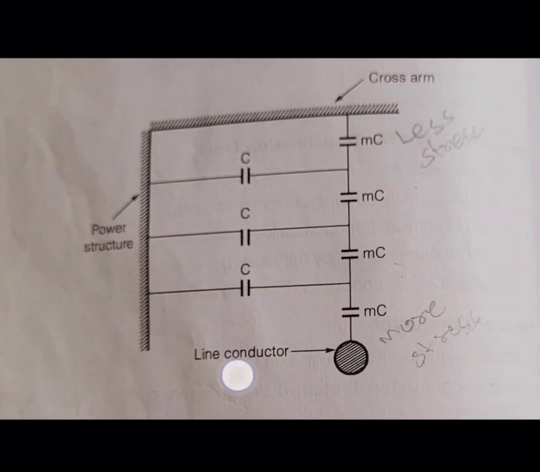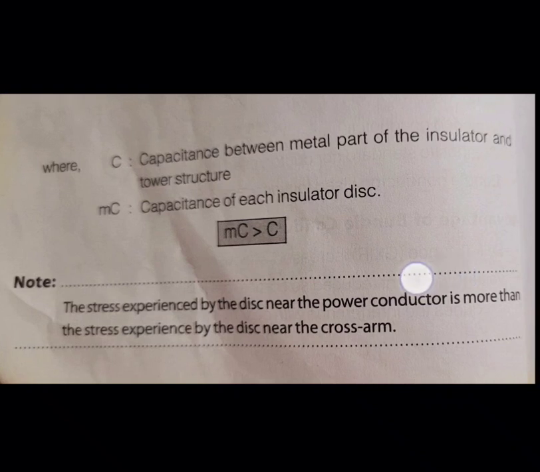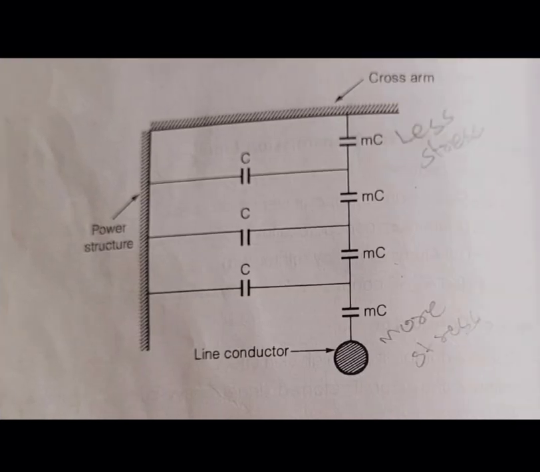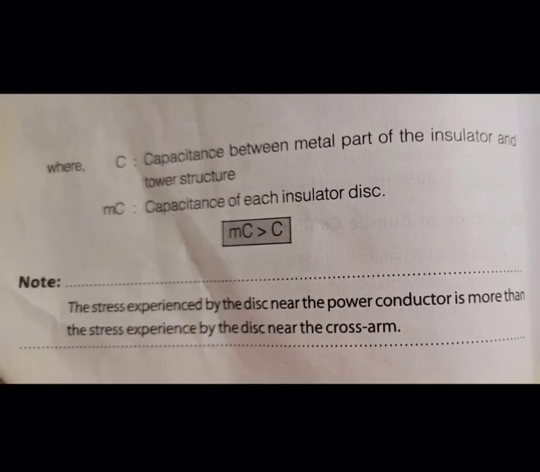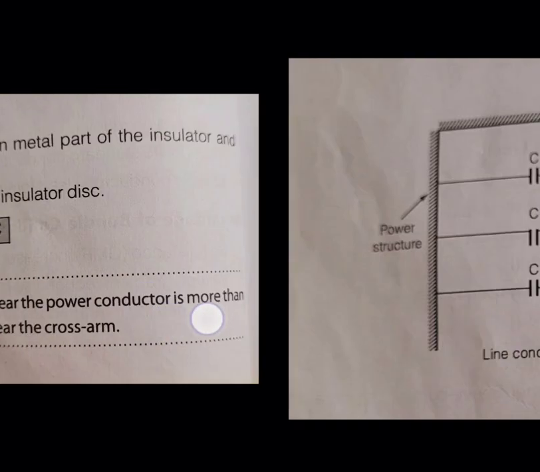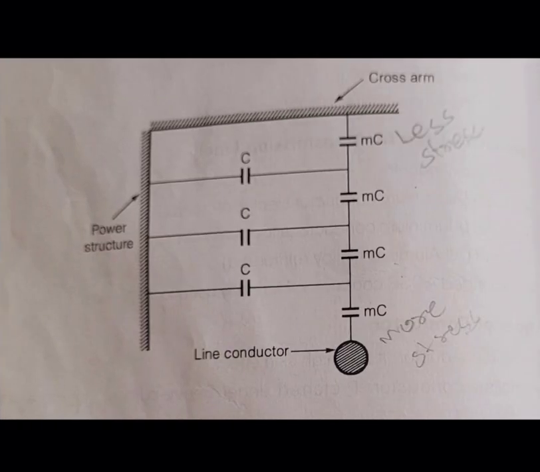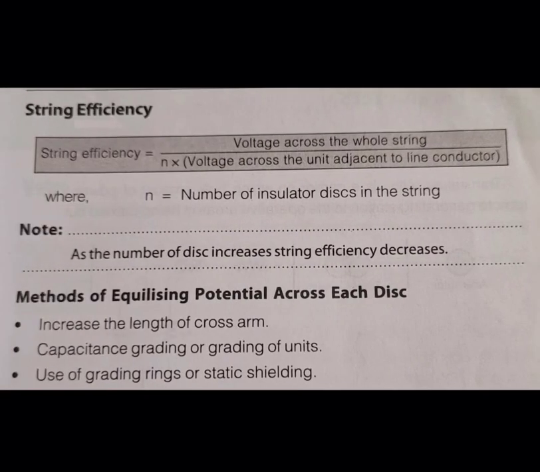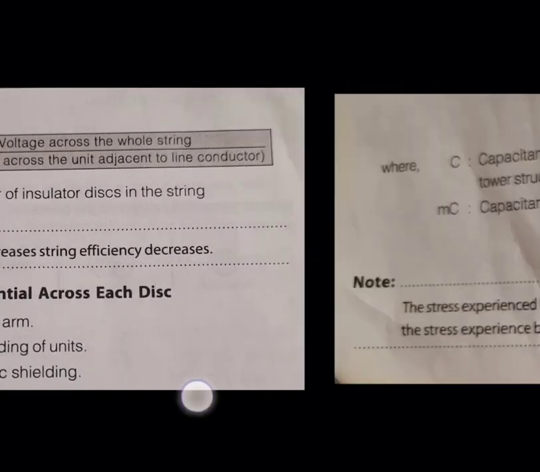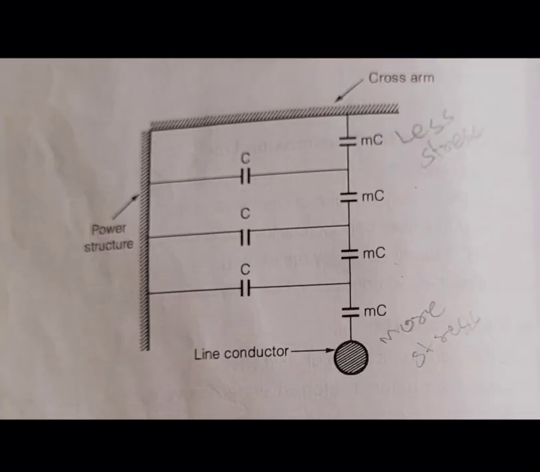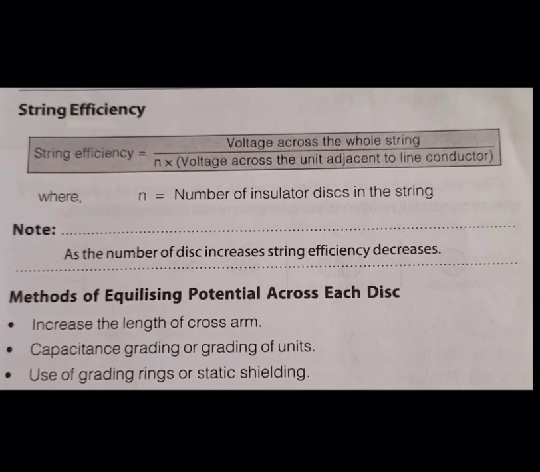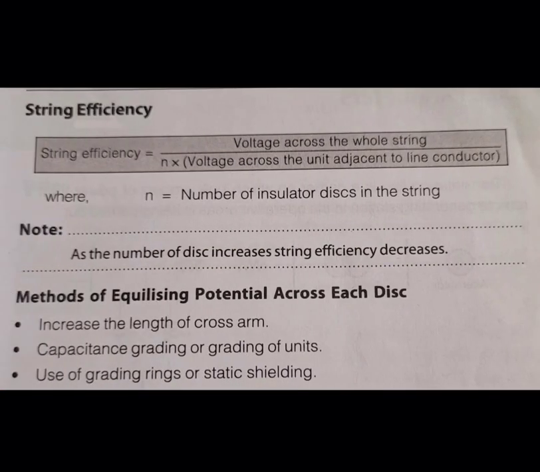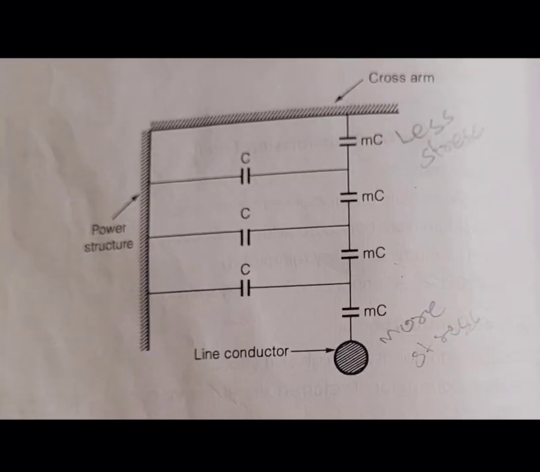See, this one is the insulator and tower structure. This one is the structure, and these are MC, the insulator discs. N is the number of insulator discs in the string: insulator disc 1, 2, 3, 4. N is 4, into the voltage across the unit adjacent to the line conductor. The line conductor is this one, so the adjacent unit is this MC.